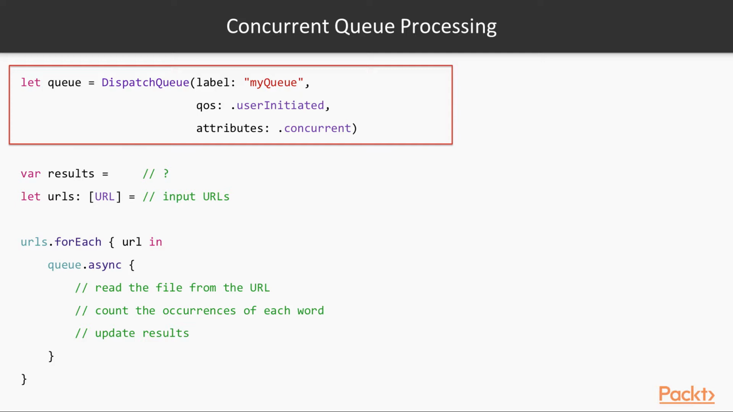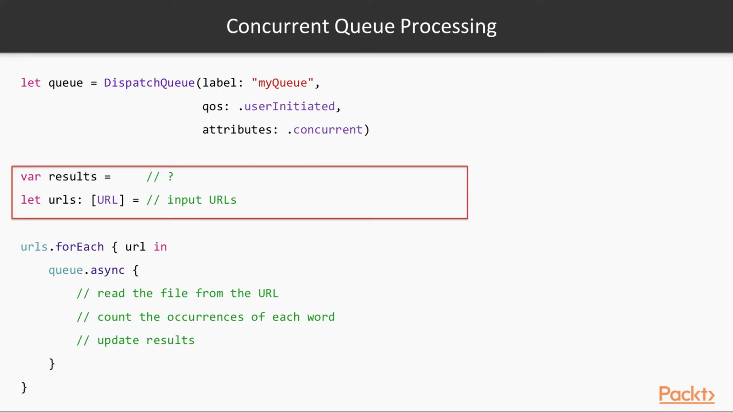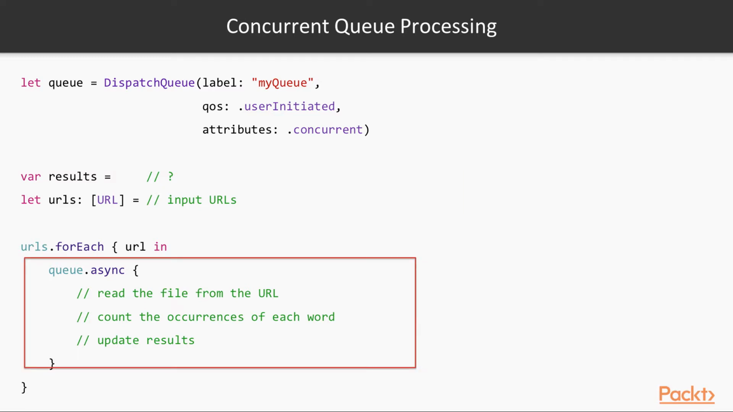Finally, in the attributes we specify concurrent, since serial is the default. Our task processes an array of URLs, so let's imagine we have those already. Also, we need a collection in which to store our results. I haven't detailed this here, and we'll return to this shortly. Then we'll loop over our URLs and perform the task.